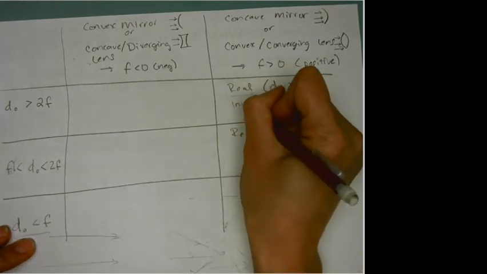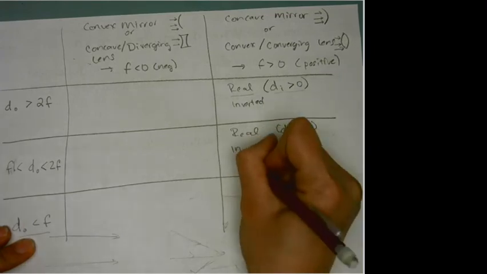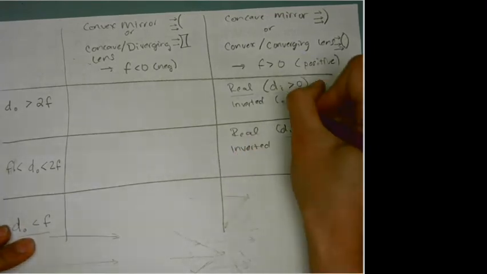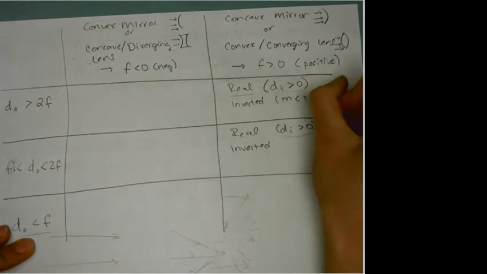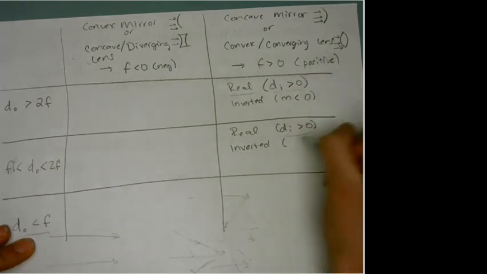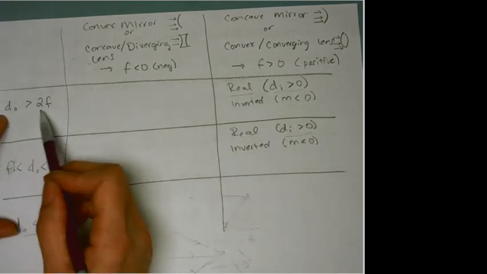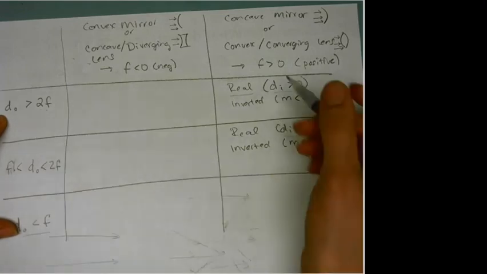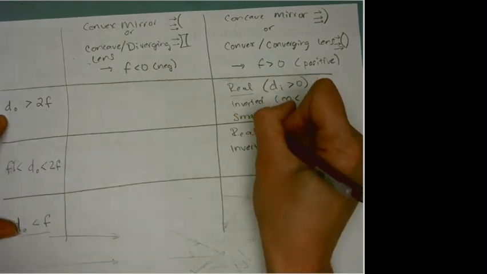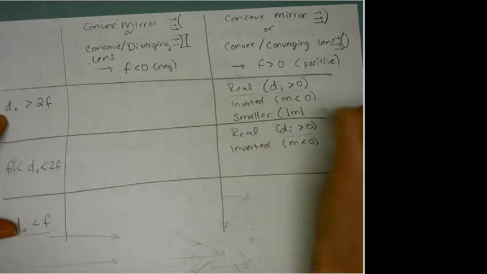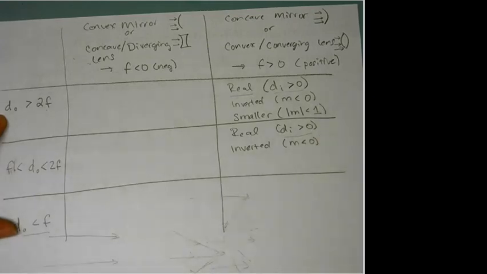This real image formed from any single mirror or lens will always be inverted. The way that we know that the image is inverted is because the magnification is less than 0. So we have a negative magnification. And we said when we were far away from the lens, more than 2 focal lengths away, then we had a smaller image. So that would be to say that the absolute value of the magnification is less than 1. It's some decimal between 0 and 1.